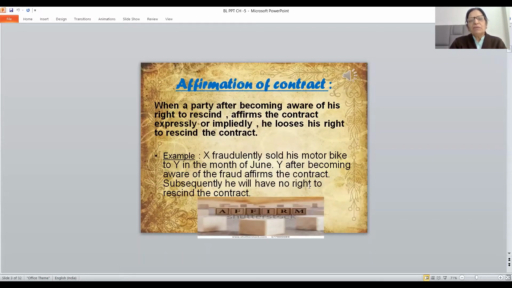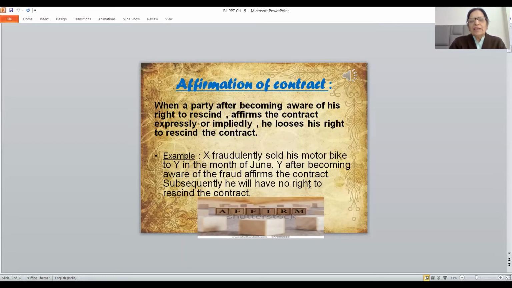The first one is affirmation of contract. When a party, after becoming aware of his right to cancel, affirms a contract, either expressly or impliedly, then he loses his right to rescind the contract. So you all know, friends, affirmation may be express or implied. Express means it is verbal or written. Implied is neither verbal nor written, but inferred from the circumstances of the case or from the conduct of the parties.